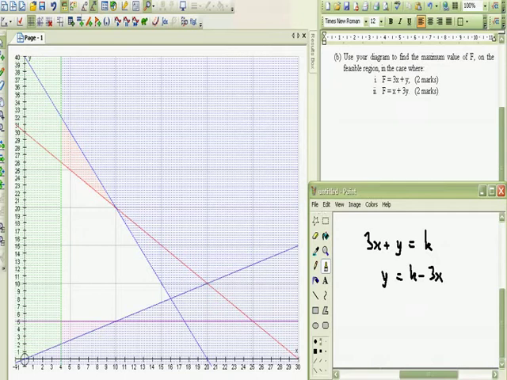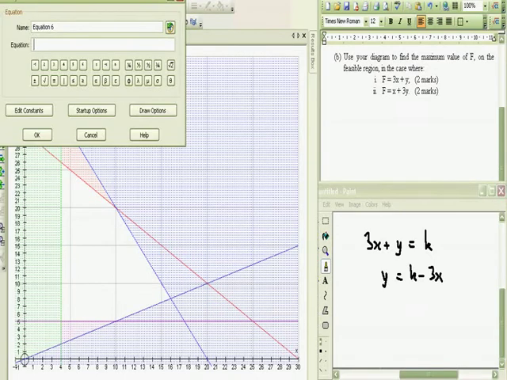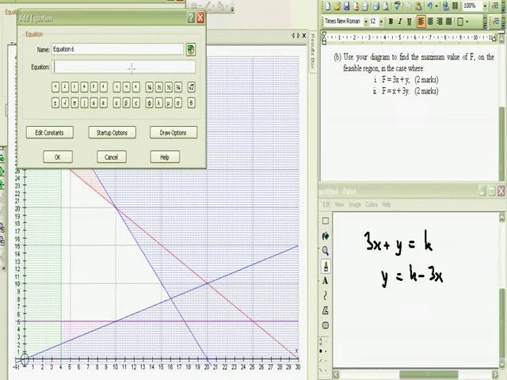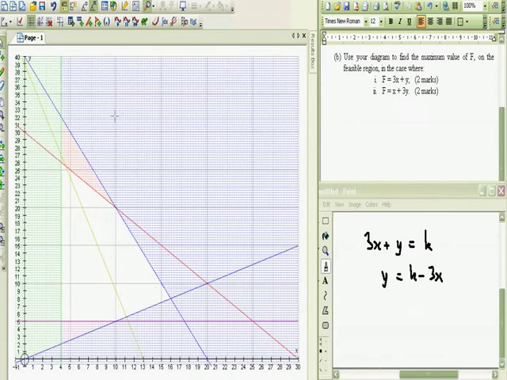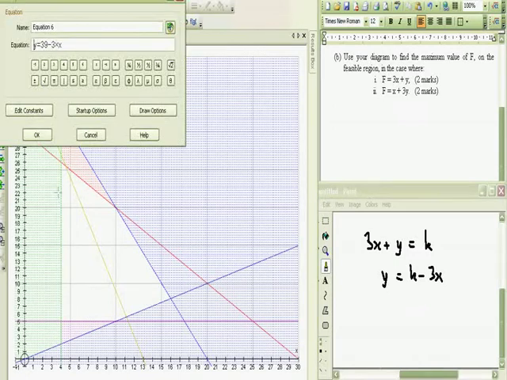Let's choose a value for k. Let's go for 39, just to be different. So y is equal to 39 take away 3 lots of x. Here is the straight line. Let's make that a bit bigger actually. Let's turn it into 50.